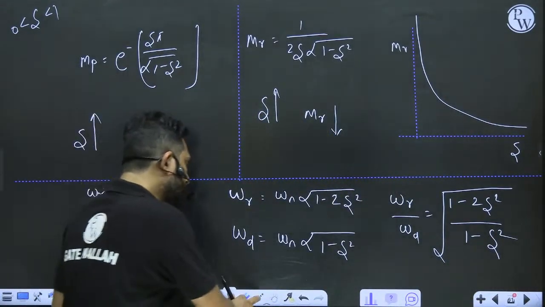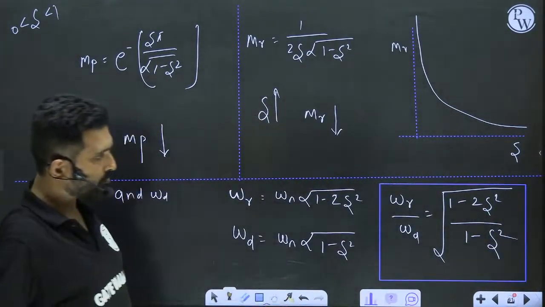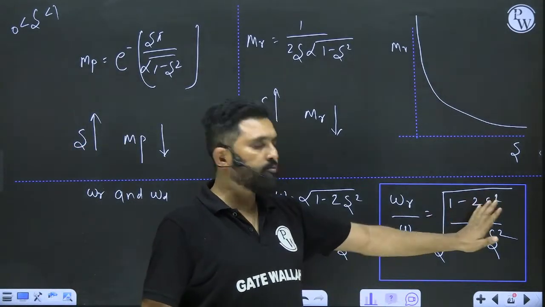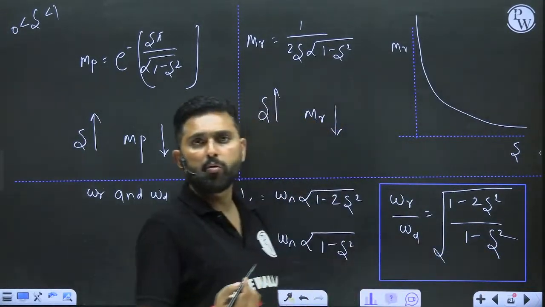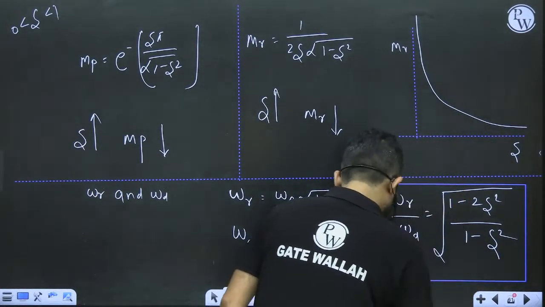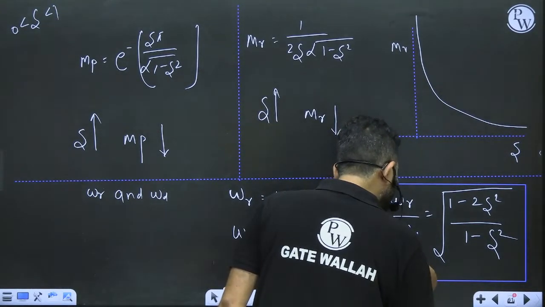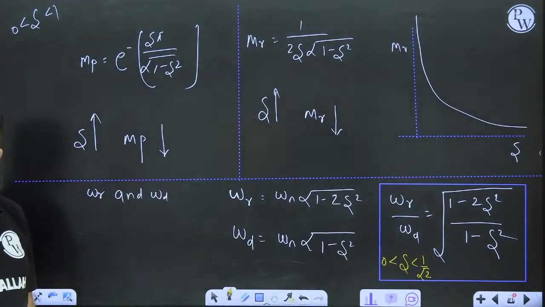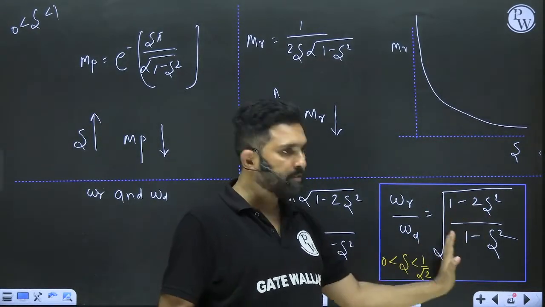So that's one of the most important relationships we have. Omega r over omega d, resonant frequency over damped frequency, is root of 1 minus 2 zeta square over 1 minus zeta square. Mind it that everything is valid here only for zeta less than 1 by root 2, because then only this term becomes a real term. Otherwise a minus sign will come into the picture.